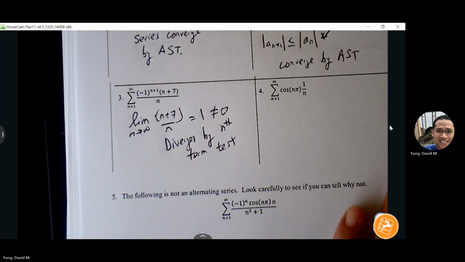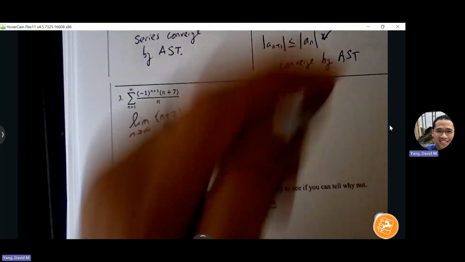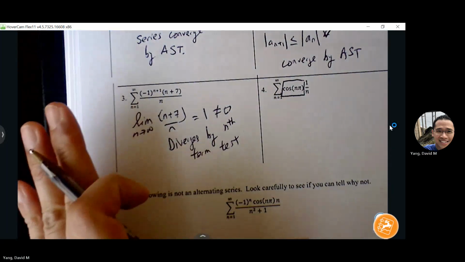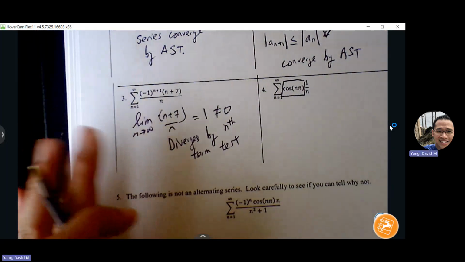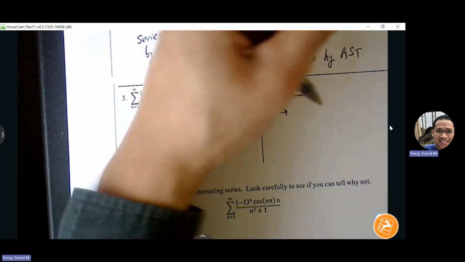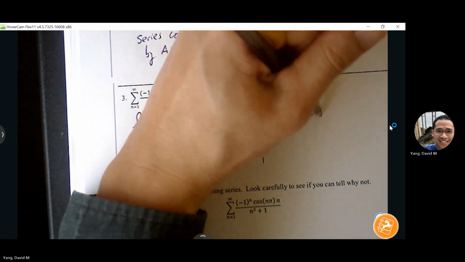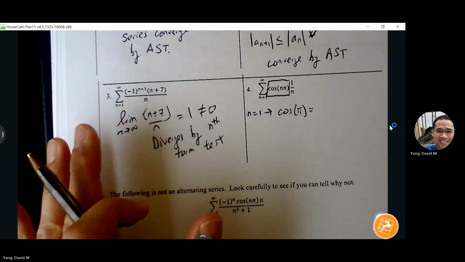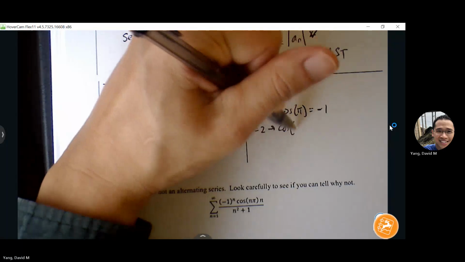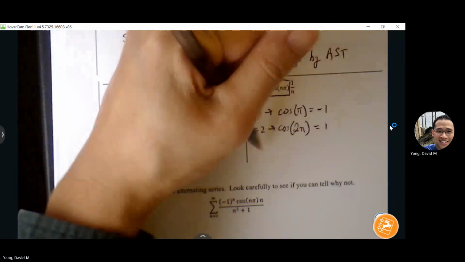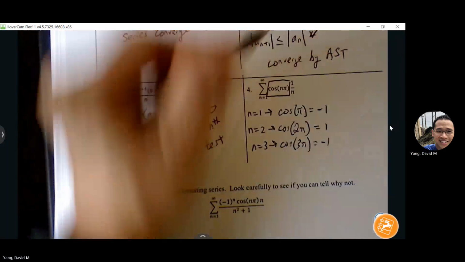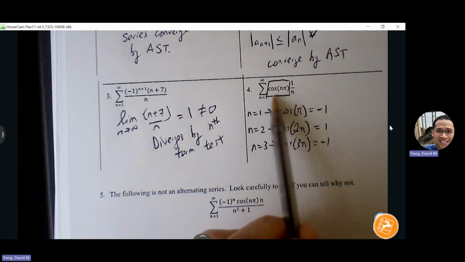Okay, number 4. We don't see the -1 to the n+1, but let's explore that cosine n pi and see if that will give us some information here. So let's just plug in and see what's happening. If I plug in n = 1 into that cosine n pi, what does that give me? Cosine of pi, -1. What if I plug in n = 2? N = 3? So the alternator is hidden within this notation.